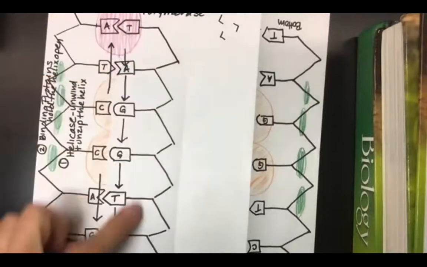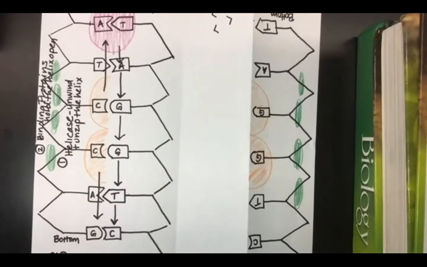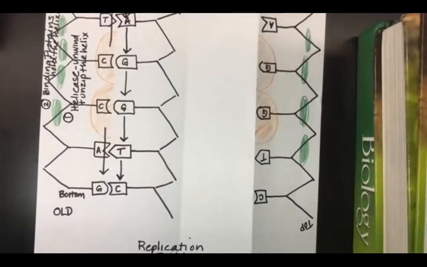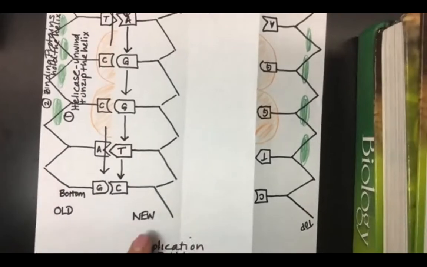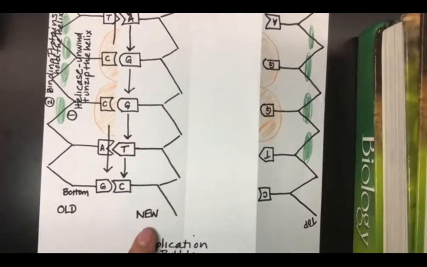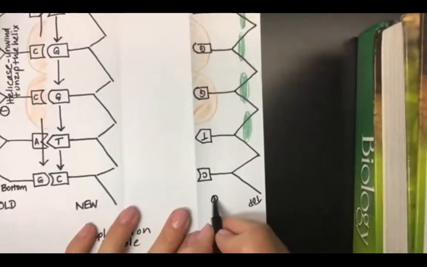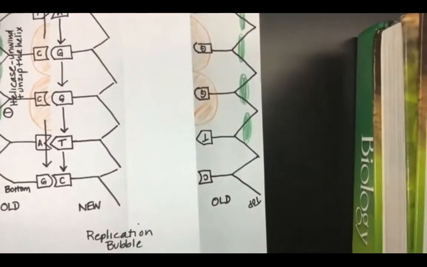So in doing this, we now have an old strand over here. You'll notice we didn't do anything to the old strand. The old strand is still exactly the way it was. We just opened it up. And we're going to put a new strand in place over here. Over on this side, we have our old strand, which we will not do anything with.